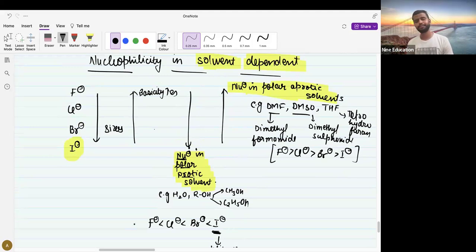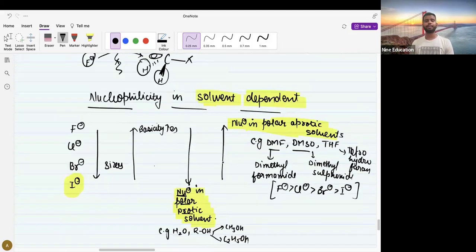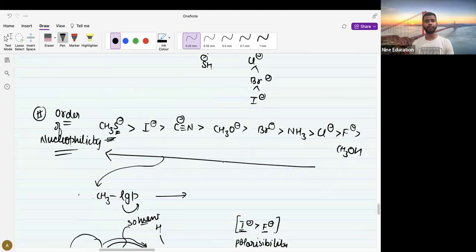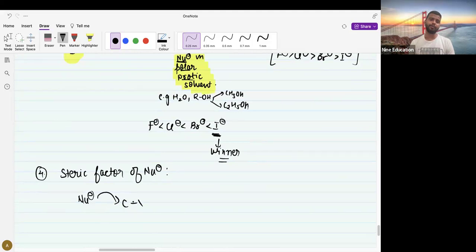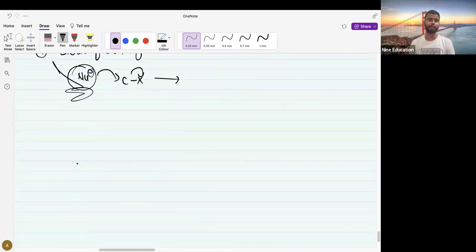We will study it properly. This was our third topic. Fourth topic, the last factor which we will study today, is the steric factor of the nucleophile. Let's say the nucleophile is attacking on carbon and removing the X. If this nucleophile is very big, very big, then it can't attack, it will become lazy.